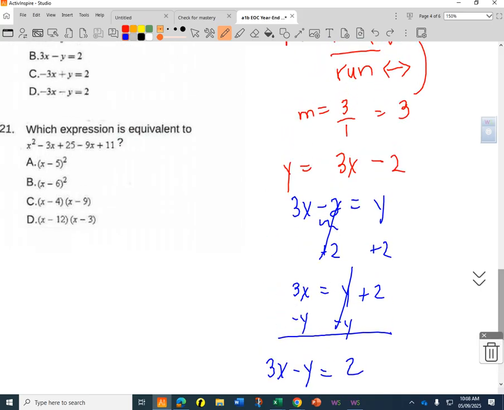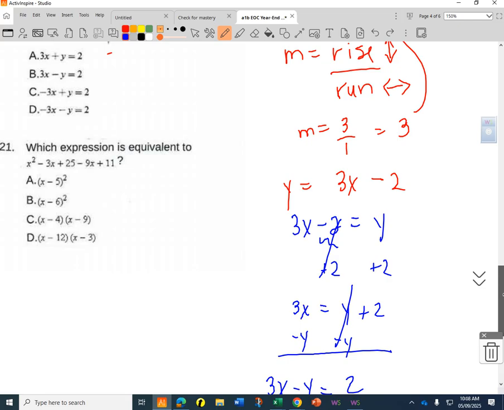There are a couple other ways to do that problem, but that is, in my opinion, the easiest way. So what is our choice? What is our answer choice? B.